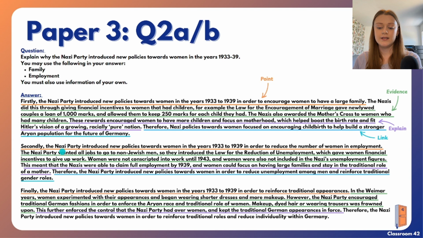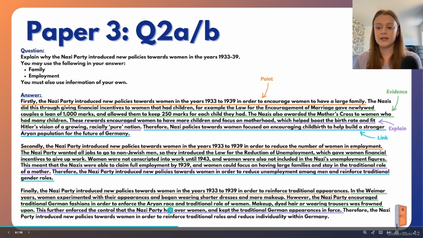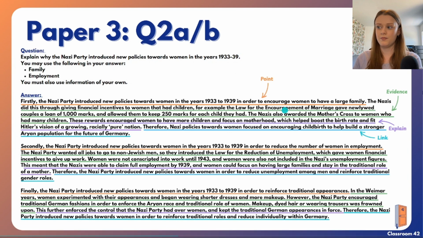Then we're going to explain, so this further enforced the control that the Nazi Party had over women and kept traditional German appearances in force. Therefore, the Nazi Party introduced new policies towards women in order to reinforce traditional roles and reduce individuality within Germany. So there are our 3 points, and that is going to give us 12 out of 12 marks.